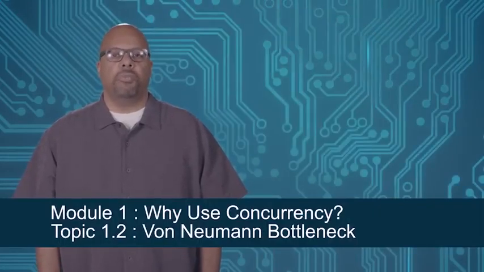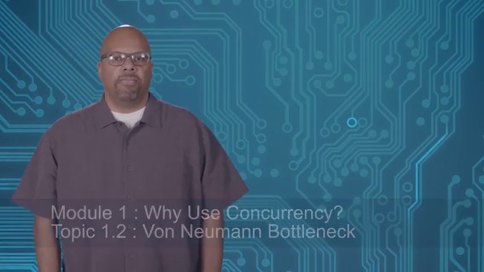Module 1, Why Use Concurrency? Topic 1.2, von Neumann bottleneck. So we're talking about doing things in parallel, using concurrent programming to execute code in parallel. But why do that? Coding in parallel, writing concurrent code, is hard.